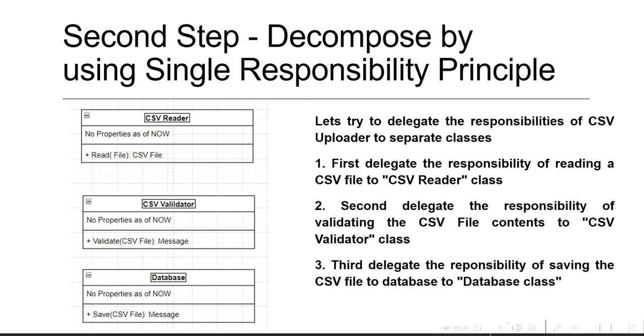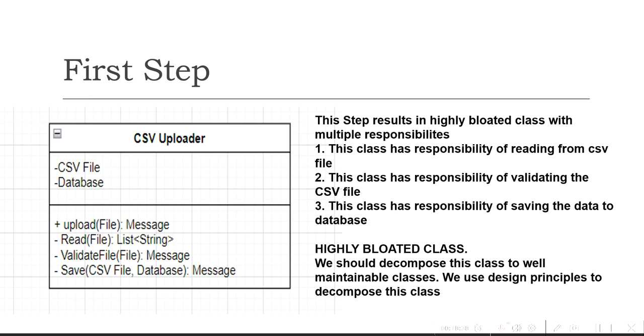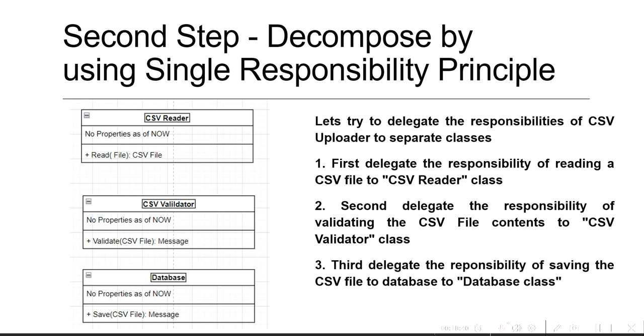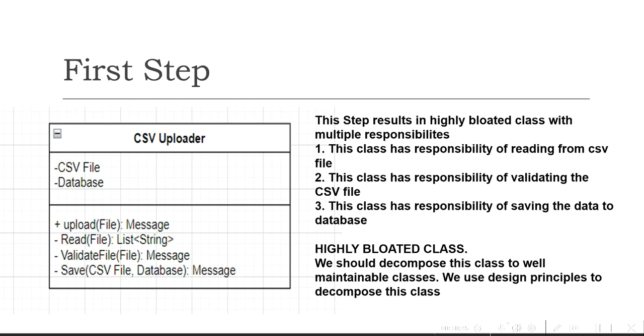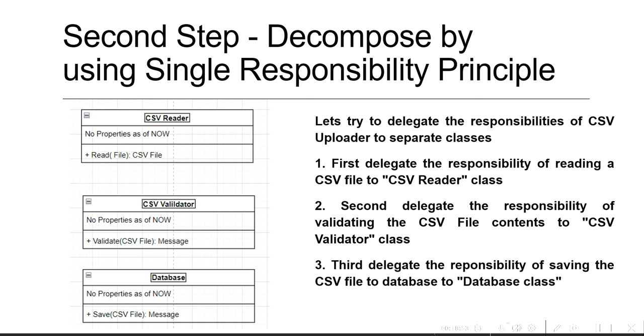So now let's come back to this step where we have actually decomposed a monolith class into 3 different classes, right? And this monolith class will depend on these 3 classes to achieve its upload functionality, right? So whenever you call upload, it will use the functionalities provided by these 3 different classes, CSV reader, CSV validator, and database, and achieve the functionality of uploading the file to a database.